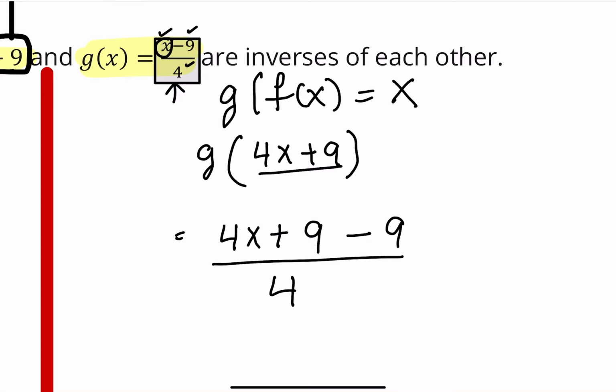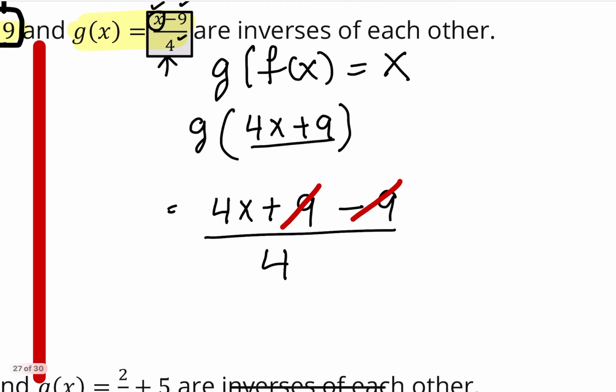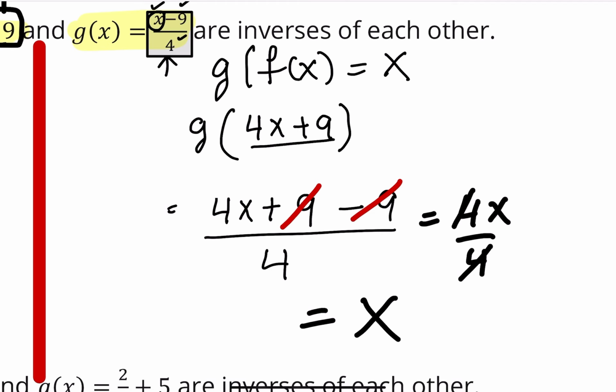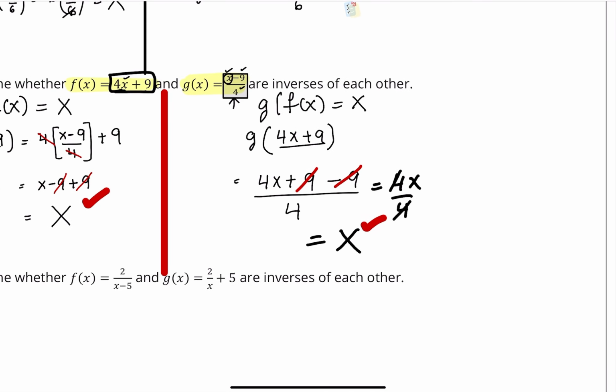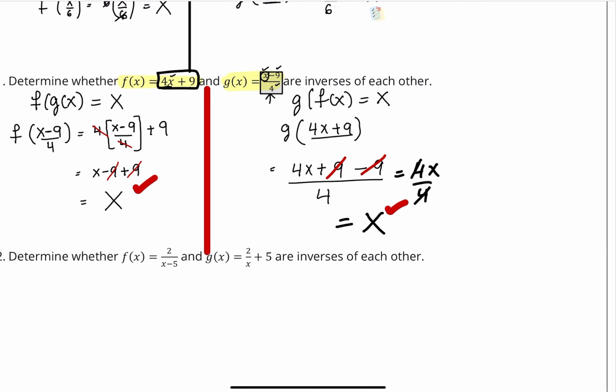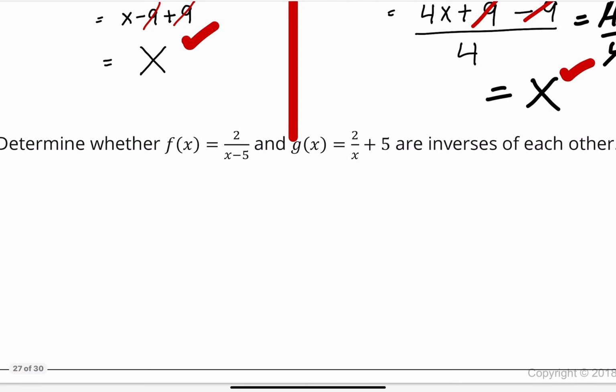Now, if I look closely here, the positive 9 and negative 9 cancel each other. And what am I left with? 4x over 4. What is 4x over 4? It is an x, and this is also a check. So once you get x with both the compositions, you know the functions are inverse of one another. Now let's try one last one.